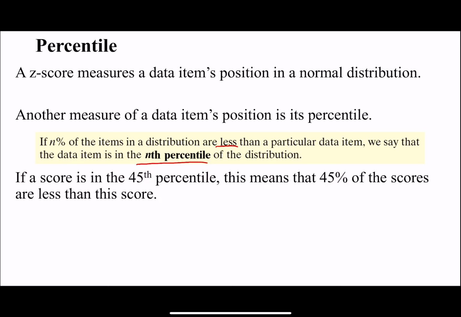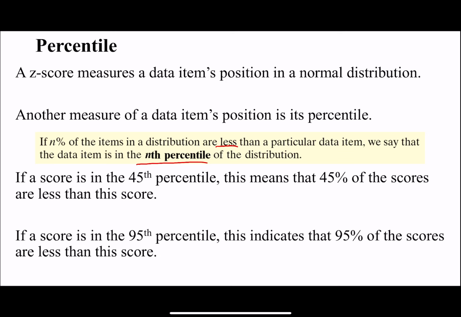Okay, so what does it mean? For example, if I have a score that is in the 45th percentile, it means that 45% of the scores are less than this particular score. Guys, very, very important. It doesn't mean that my score is 45 or it's 45%, right? No, not at all. If I have a score that is in the 45th percentile, it means that 45% of the scores are less than this particular score that I'm talking about.